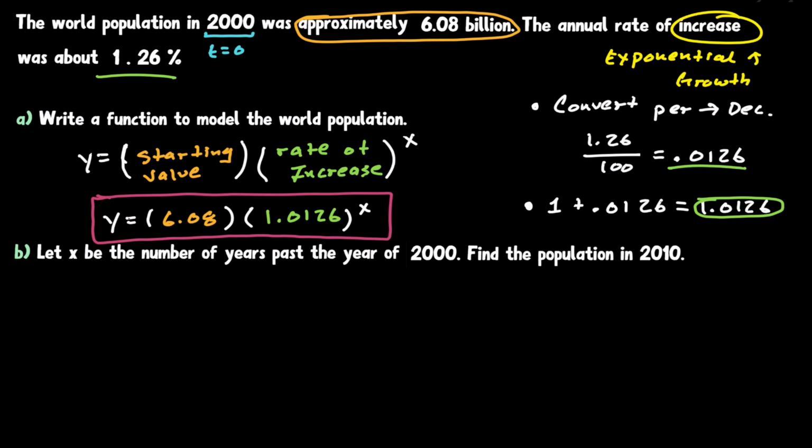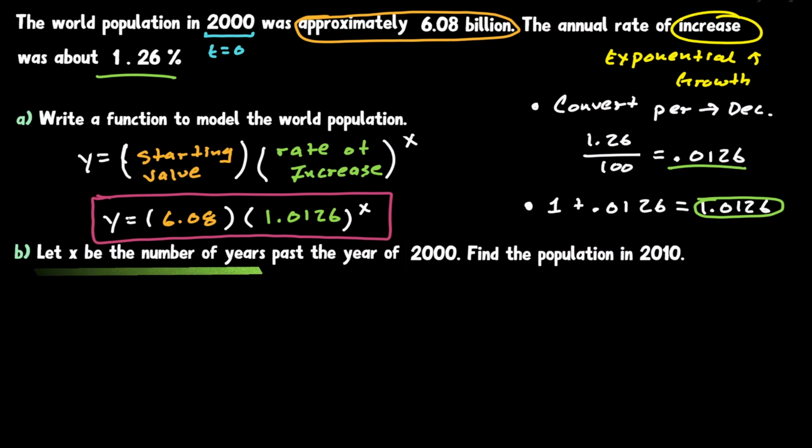So I'm going to do a little side note on this. The reason why we need to add the decimal representation of our percentage is because if our rate is just 1, we're neither increasing nor decreasing. But for us to increase, we need to have a base that is greater than 1. So all we have to do is add the percentage of increase to the value of 1, and that is going to give us the base that we can use to represent the rate of increase. And now that we have an equation, we can answer part B.